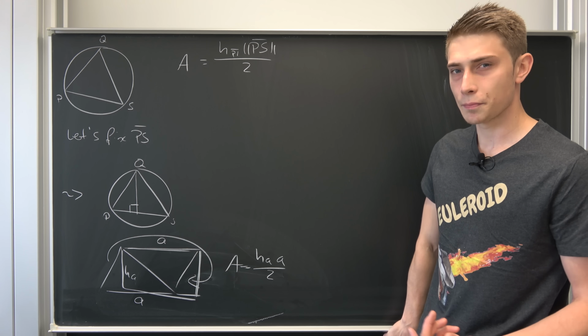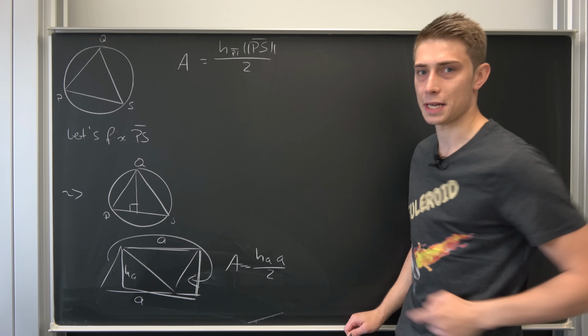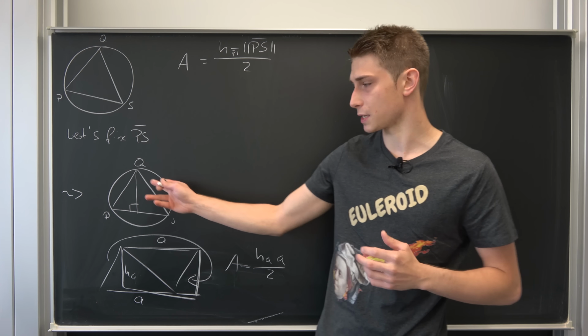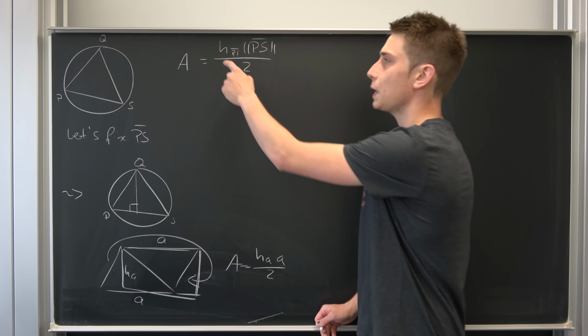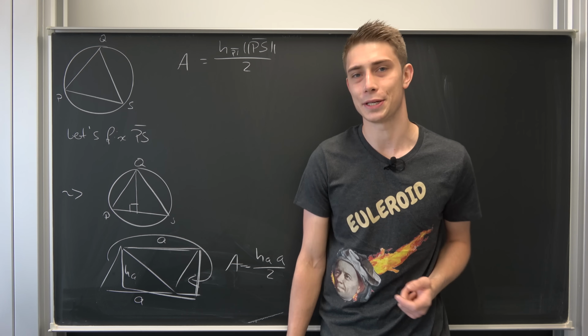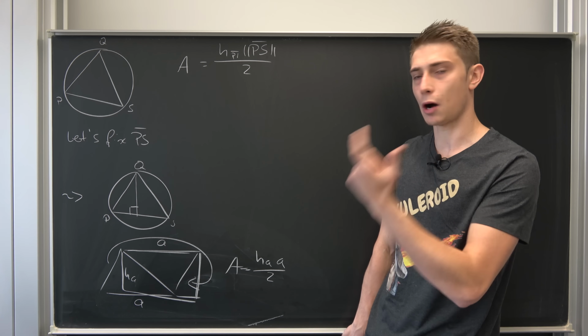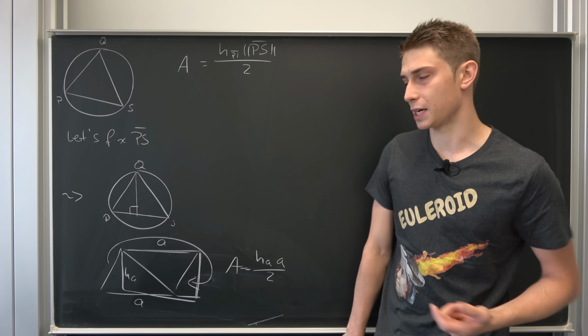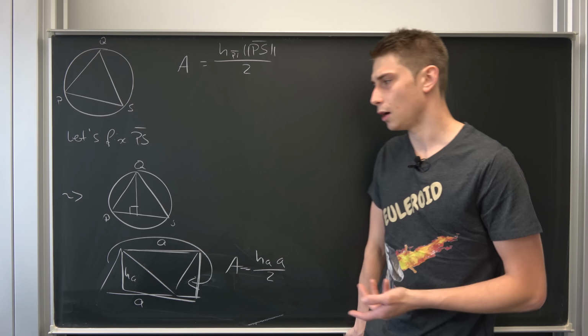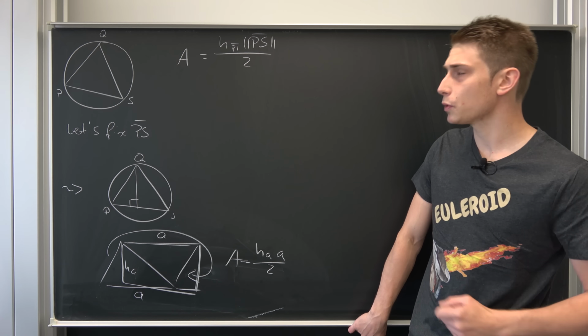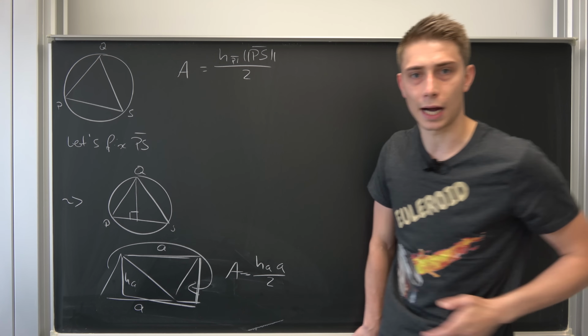But the cool thing is, we have fixed our side PS, so the only way to maximize this area of this triangle is to play around with our height right here. So we want to maximize our height in order for us to maximize our area. Okay, here's another thing we want to do. How could we maximize our height right here?